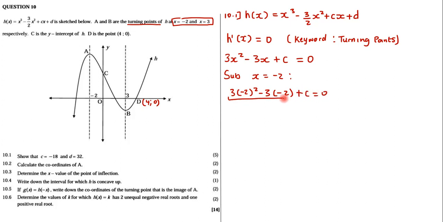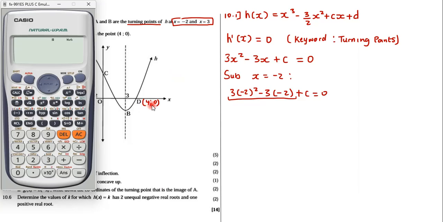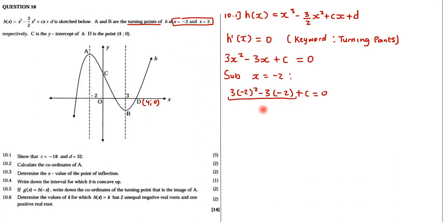Then I'll just press this on my calculator. Minus 2 squared, minus 3 into minus 2, and it gives us 18. So now I have 18 plus c equals 0, and as you can see, our value for c is equal to minus 18, which is what we have there.